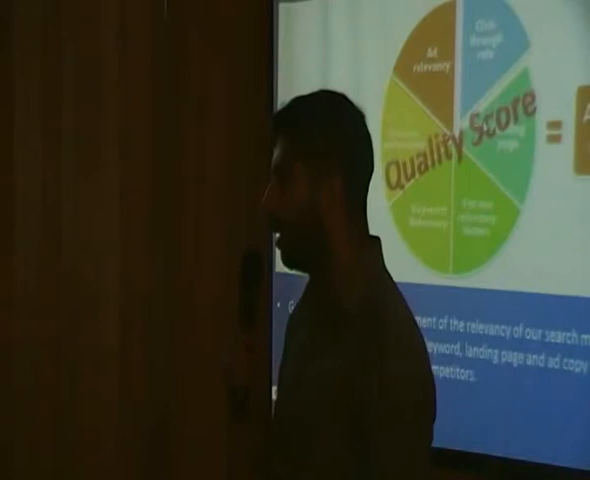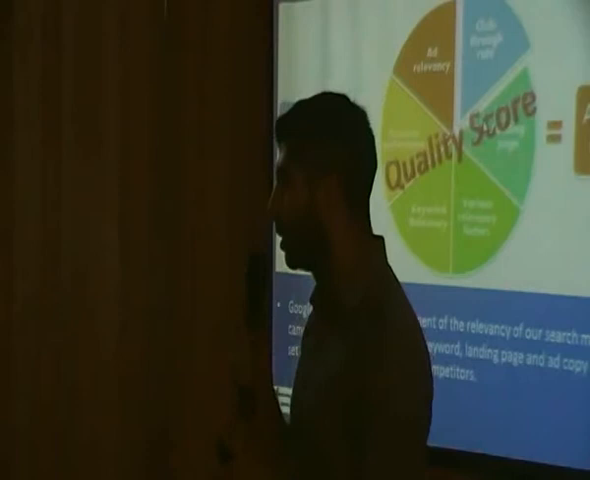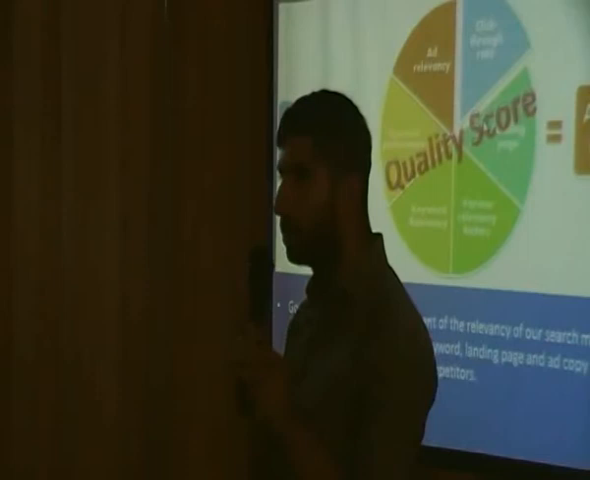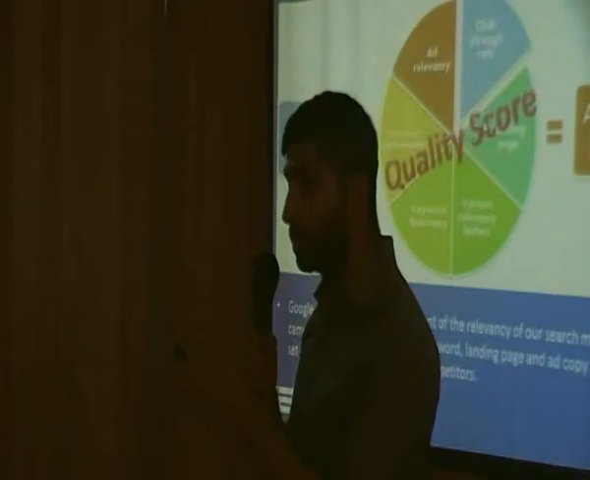Quality score is actually a relevancy score. So the more relevant your ad, and the more relevant your keyword to your landing page, the better your quality score will be, in essence. And the idea is that the better your quality score, the higher you'll be up on the page for any given position. But interestingly, this is also based on your competitor's quality score as well.